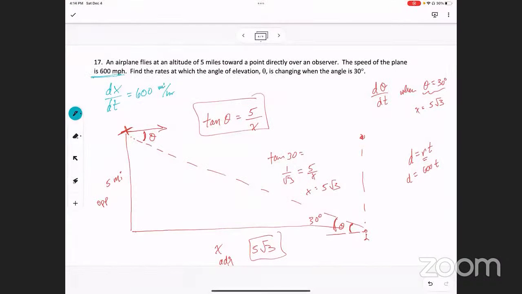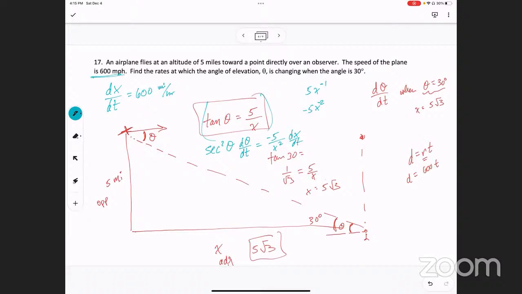So the derivative with respect to time of tangent theta is secant squared theta, but then I have to say d theta over dt, equals the derivative of 5 times x to the negative one, which is negative 5 x to the negative two, with respect to time. So negative 5 over x squared dx/dt.